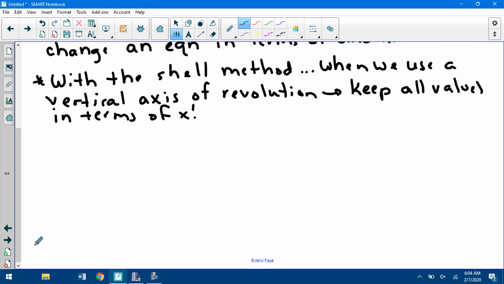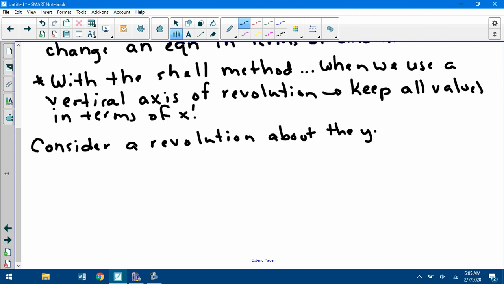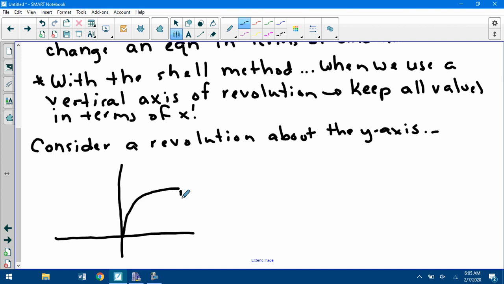Okay, so let me try to draw a picture to explain how this works and where the formula comes from. Let's consider a revolution about the y-axis. So here's a picture. Let's say this is my graph, and I'm going to cut it off here. This region, I'm going to revolve around the y-axis. So that means on the other side, it would look like this.